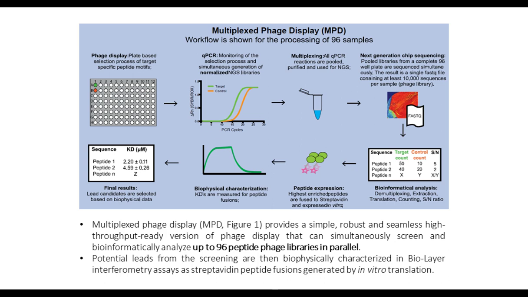So ideally, by the end, you have next-gen sequencing results as well as biophysical data, which gives you a very clear idea of what's going on in your library and what your lead candidates are.